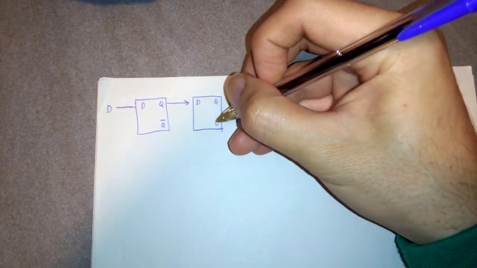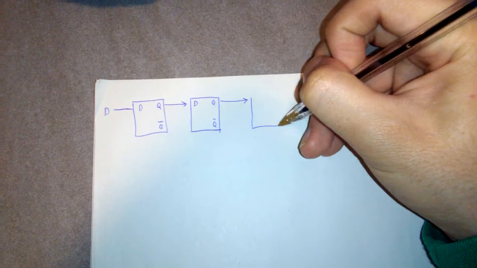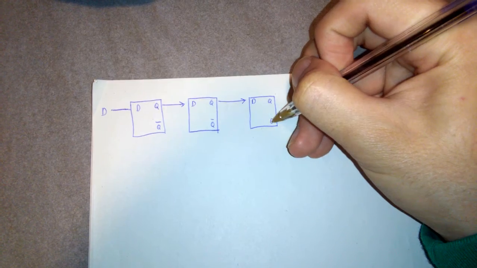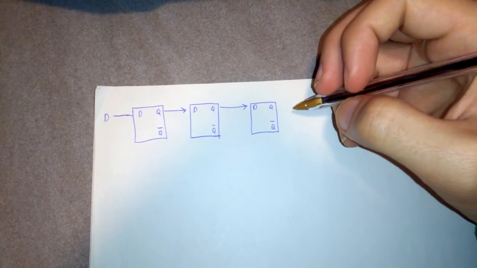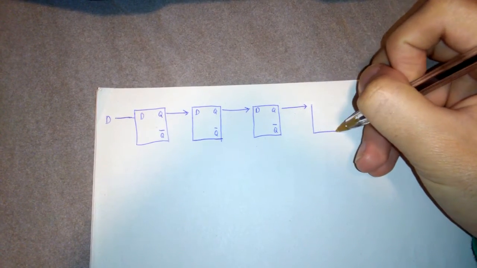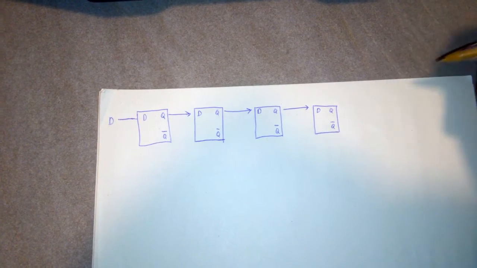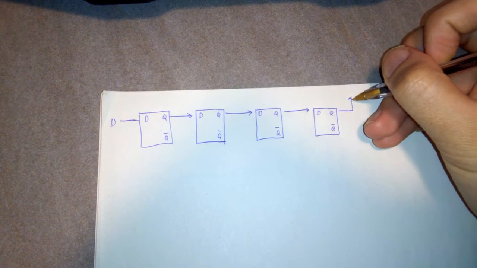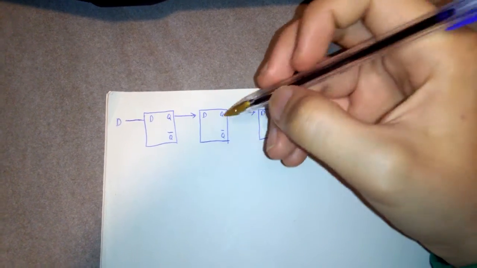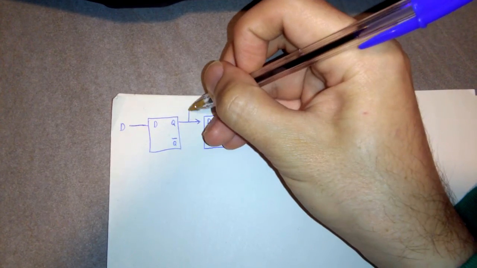So we have Q and Q naught, and then it passes the output again to another flip-flop. We have D, Q, which is the output, and Q naught, which is the inverse of the output. And then it passes to another flip-flop, like so. We have Q and Q naught. So let me just label Q3, this will be Q2, this will be Q1, and this will be Q0.